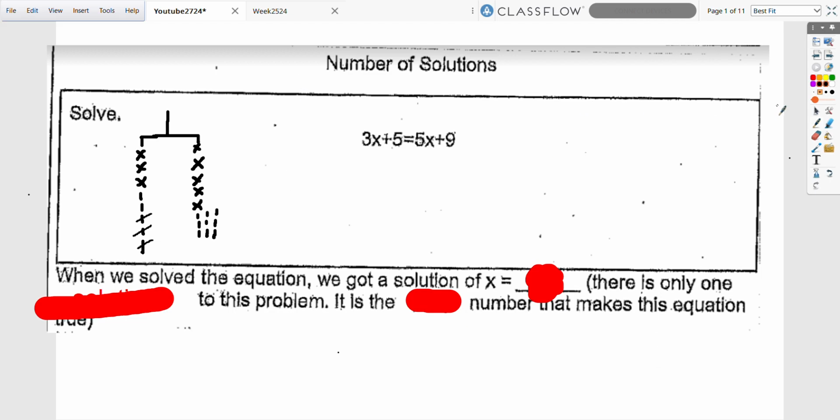In this lesson, we are going over the number of solutions when solving linear equations. Please feel free to pause or slow down the video at any time. Here we have 3x plus 5 equals 5x plus 9.